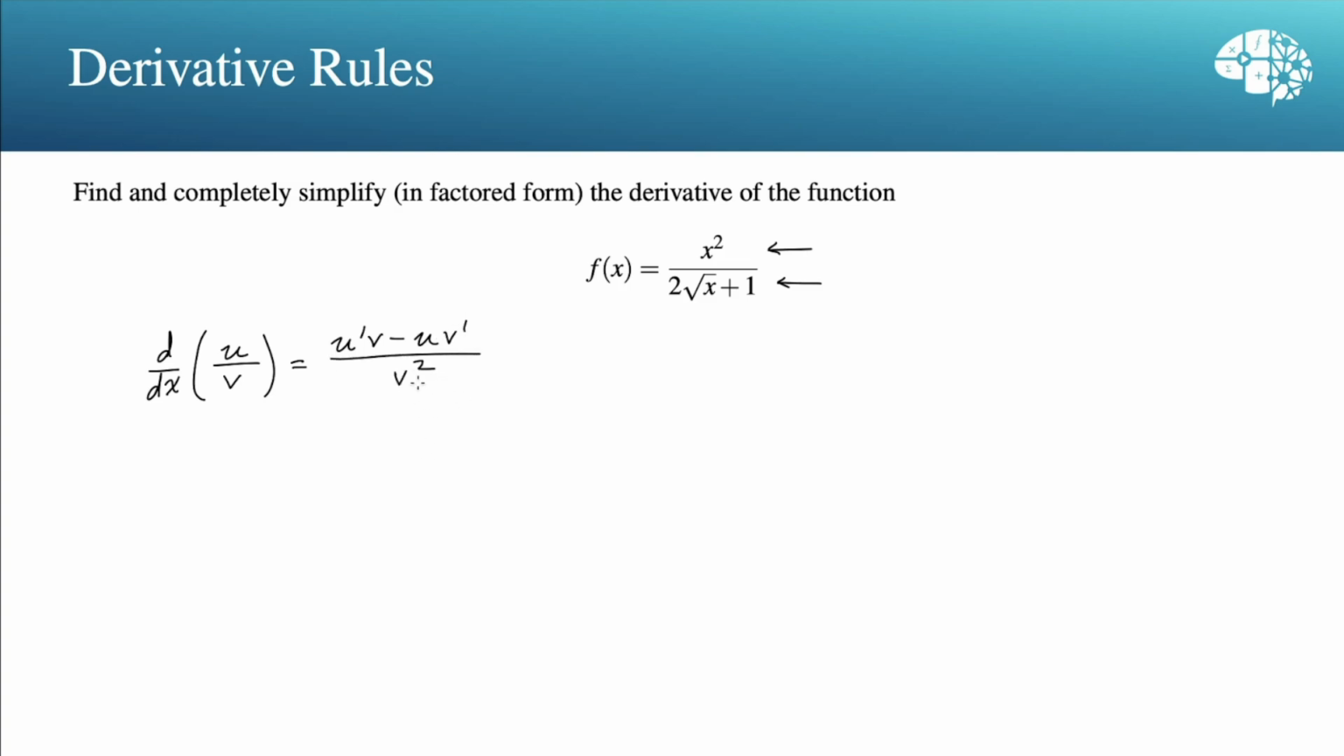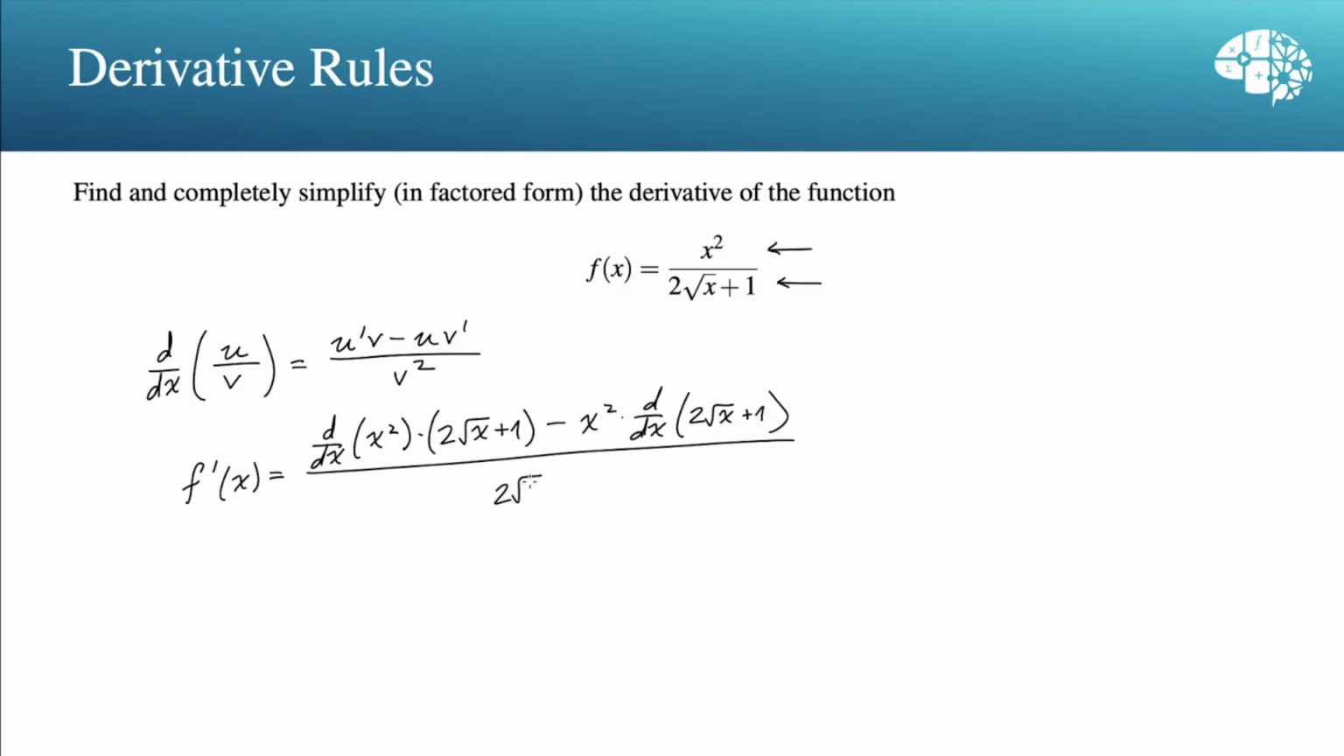All right, so to do the derivative of this, f prime of x, or the derivative of this quotient, it is the derivative of the numerator, x squared, times the denominator, 2 root x plus 1, minus the numerator, x squared, times the derivative of the denominator, 2 root x plus 1, all over the denominator, 2 root x plus 1 squared. Now, I guess we'll do that when we get there.